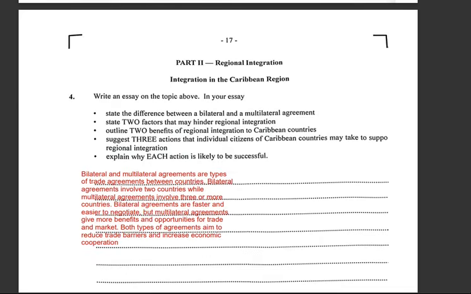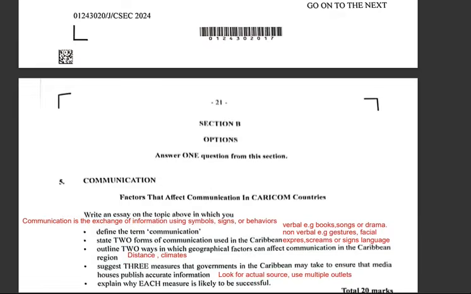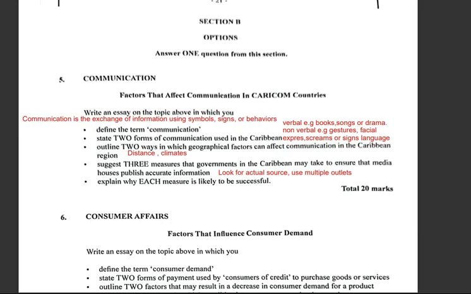Alright, guys, I think the rest of the questions will be the same. They only told you to choose one, but let me go ahead and see here. Going down to section B, it says choose one from this section, so we only choose one here, and this one has to do with communication. They are saying here, guys, write an essay on the topic above. So that would be communication.